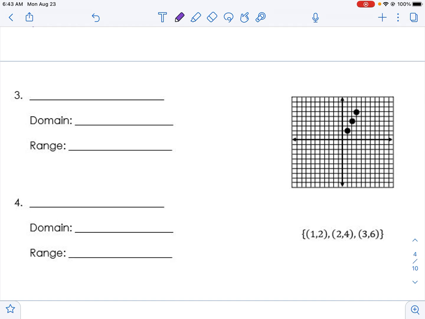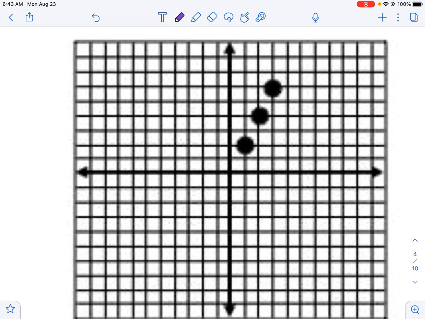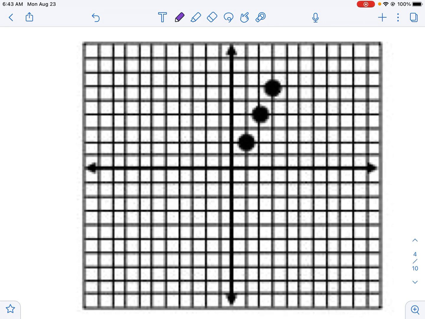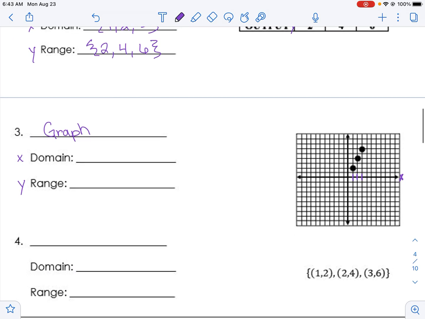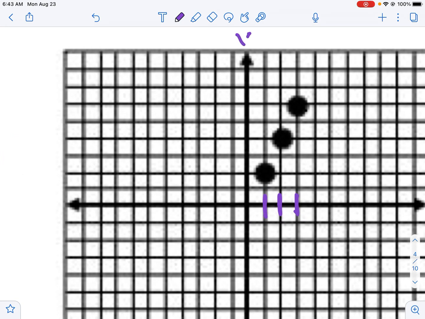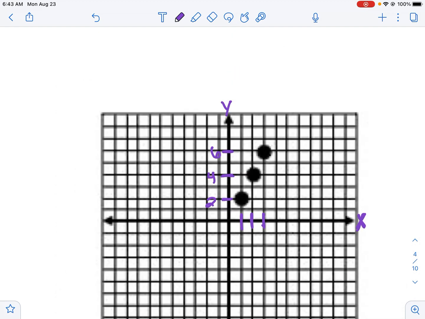Okay, moving on to the next one. We have a graph. And again, we want to list the domain, which is our x's, and the range, which is our y values. So looking at a graph, I'm going to zoom in real quick. Okay, so looking at my x values, this is the x-axis right here. So it looks like I have 1, 2, and 3. If I look at the y values, so now I'm looking at the y-axis, it looks like I go to 2, 4, and 6.